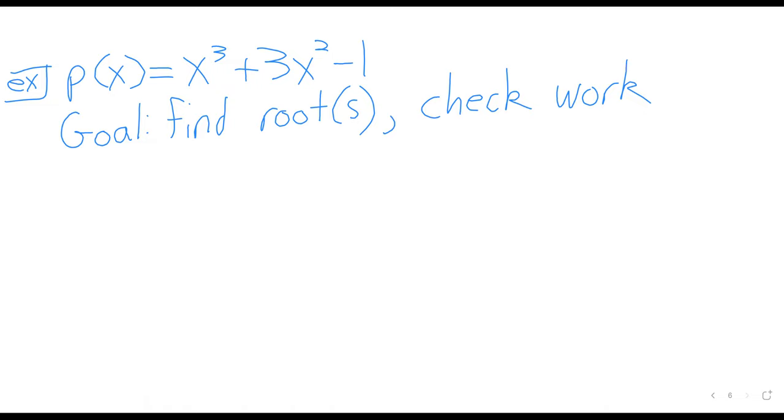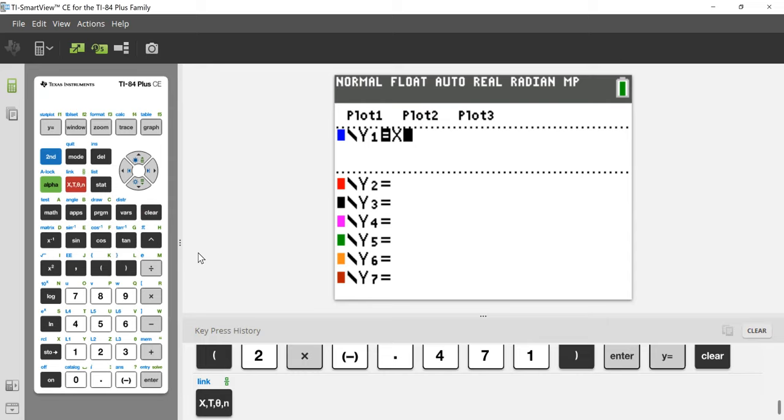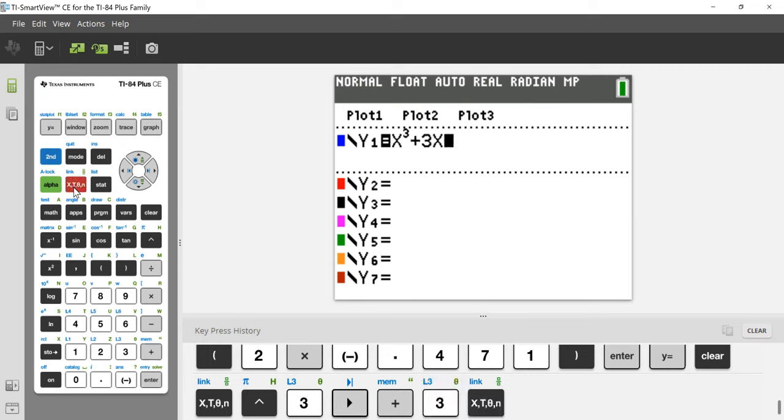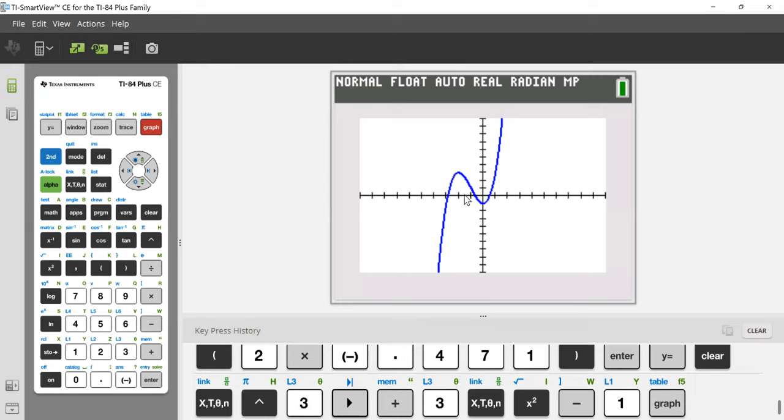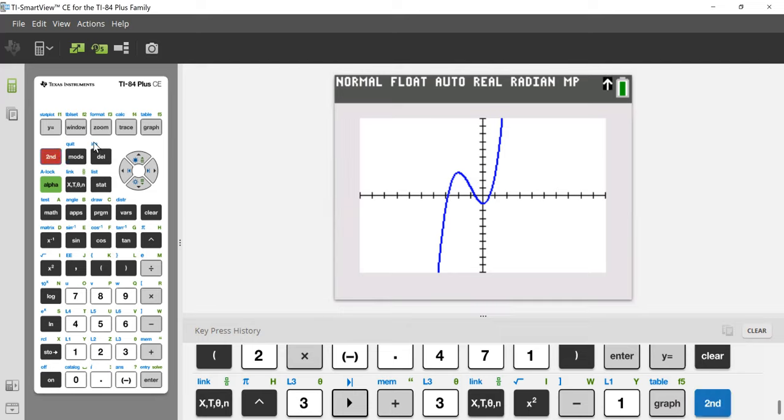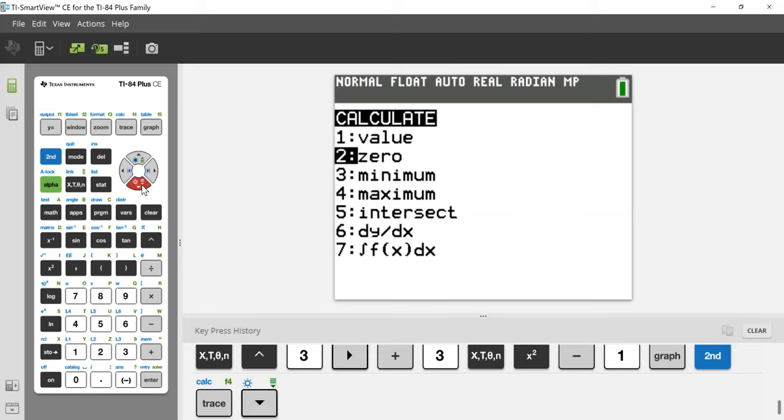As far as finding the roots, we'll go to y equals, we'll type that in. There are three roots, so this could get a little tedious, but let's at least do this in full with one of the roots. Let's say the one furthest to the left. We'll go calc, zero.